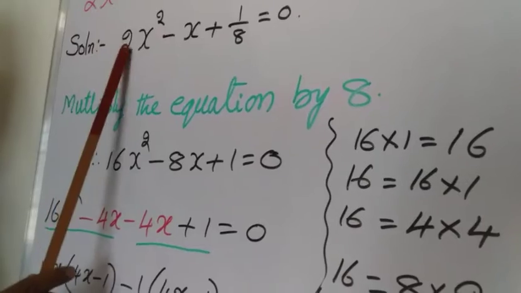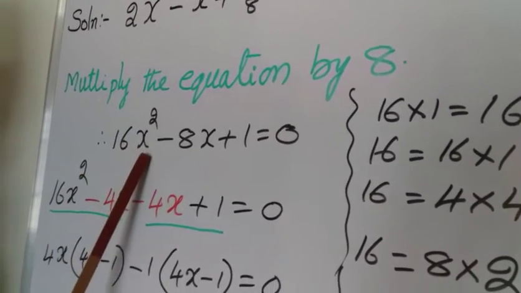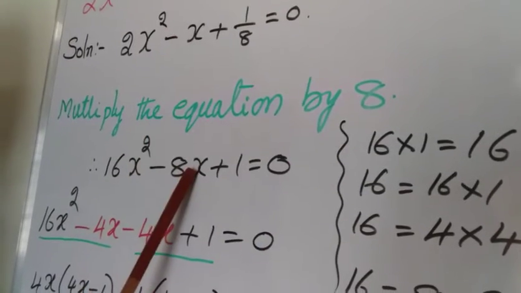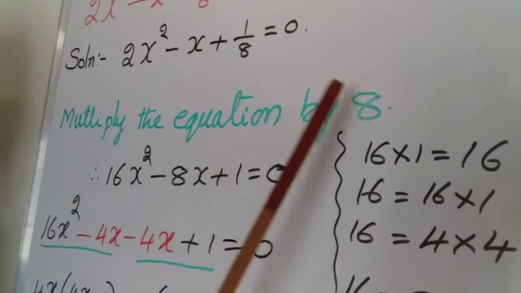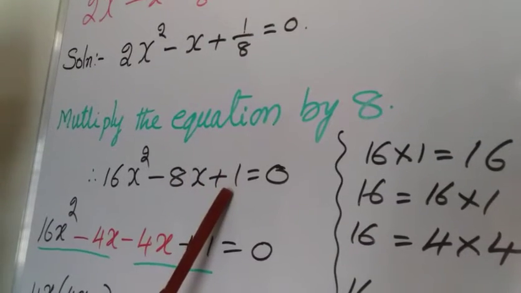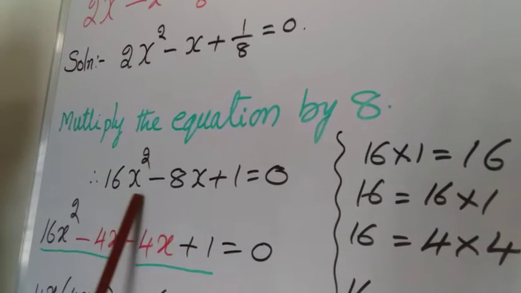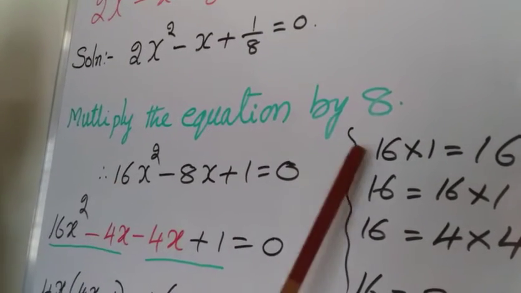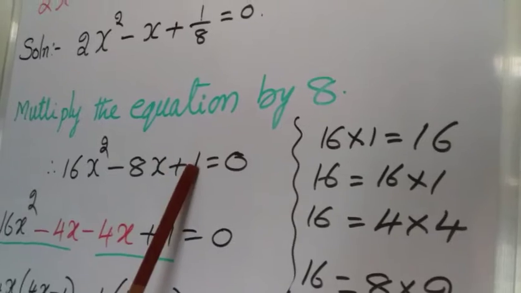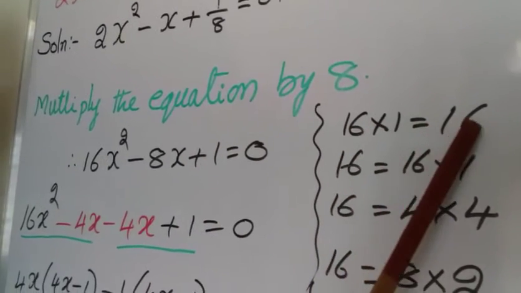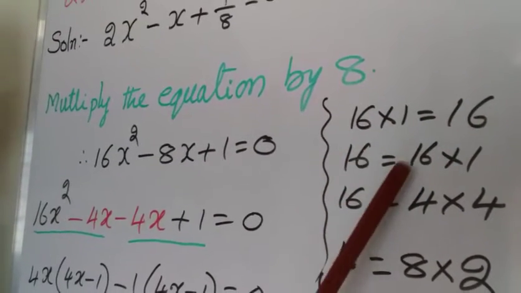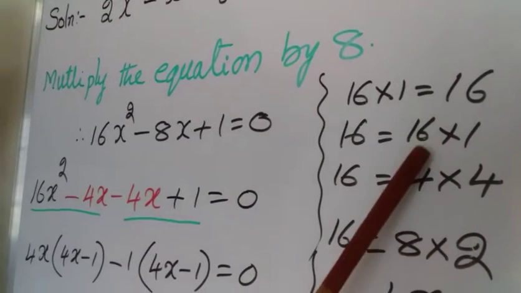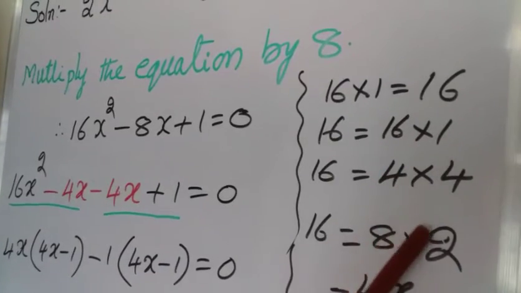So 8 into 2x square equal to 16x square, plus into minus is minus, 8 into x is 8x, plus into plus, 8 into 1 by 8 is 1, equal to 0. Now there is no denominator. Therefore, 16 is the coefficient and the constant is 1. 16 into 1 equal to 16. Factors of 16 are 16 into 1, 4 into 4, 8 into 2. Select one pair out of these three pairs.